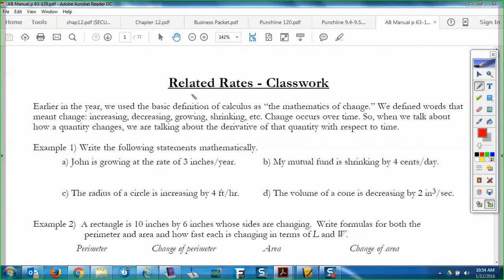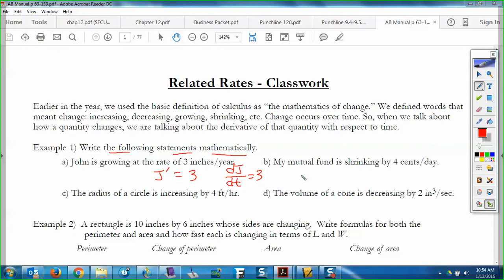Now, our first example is, well, we have a couple of examples here. You don't need to write this down, just work with me here. Write the following statements mathematically. John is growing at a rate of 3 inches per year. Would you agree with that? Would that describe that situation? Right? dj dt, or just j prime.